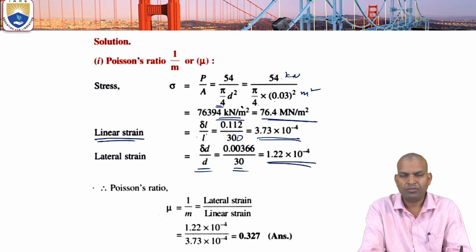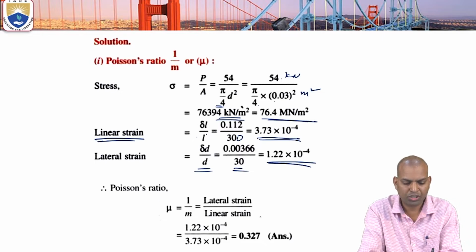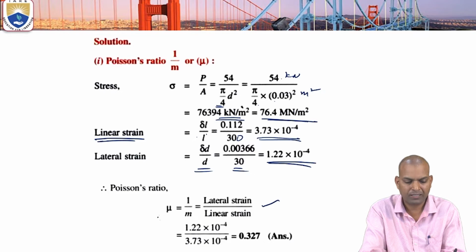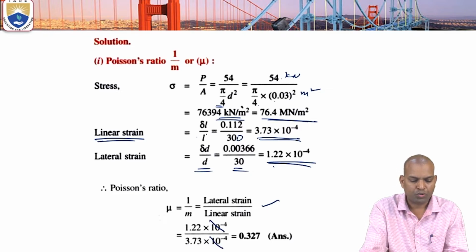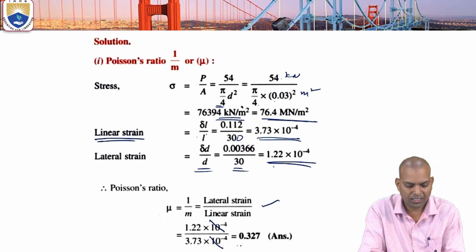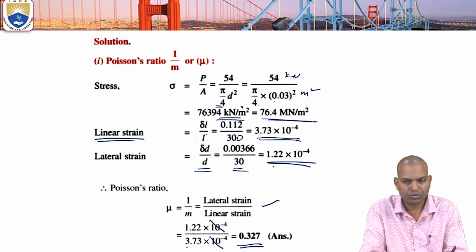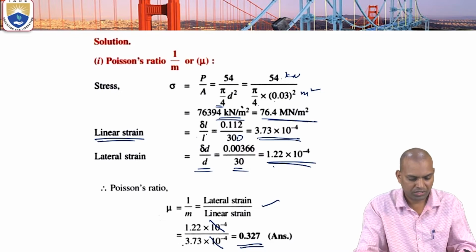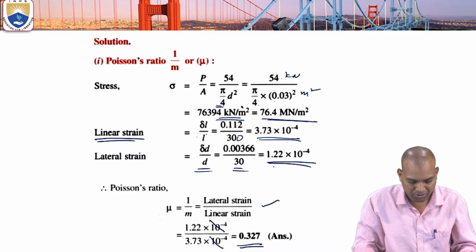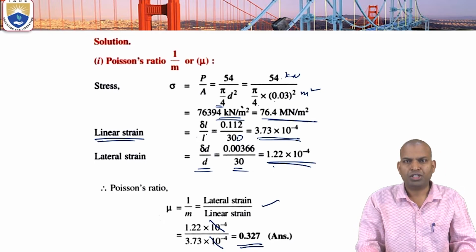Substitute these known values in the formula of Poisson's ratio, that is mu equal to lateral strain by linear strain. The lateral strain is 1.22 into 10 power minus 4 by linear strain 3.73 into 10 power minus 4. The 10 power minus 4 terms get cancelled. This 1.22 by 3.73, we have calculated as 0.327.